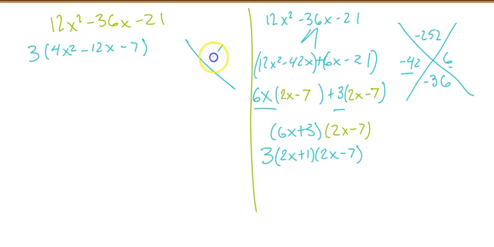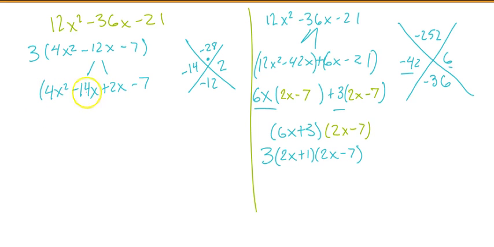So now I'm going to do my x. I want it to multiply to 4 times negative 7, negative 28. And I want it to add to negative 12. Okay? So, looking at this, it's looking like my two factors are negative 14 and positive 2. Okay, so let's split this middle term here. I get 4x squared minus 14x plus 2x minus 7.